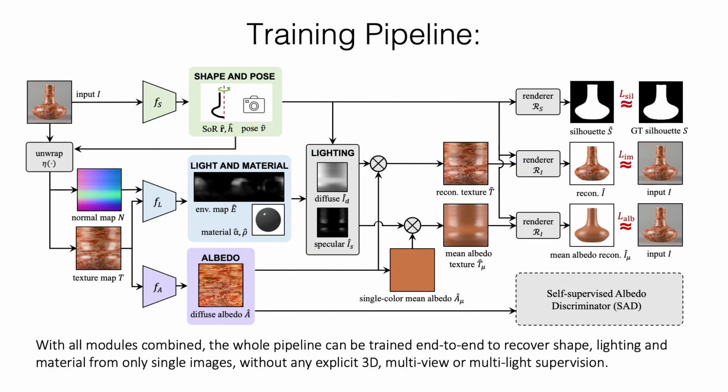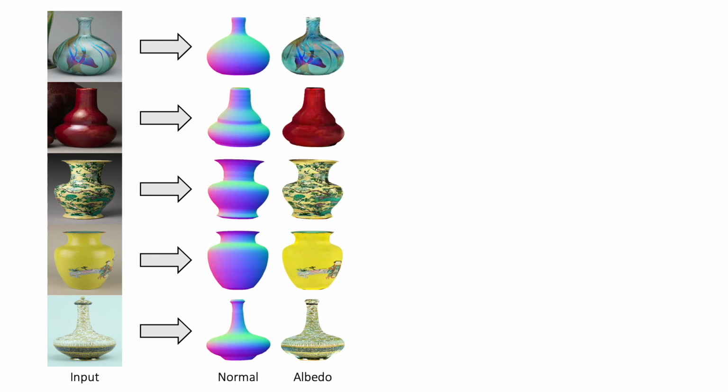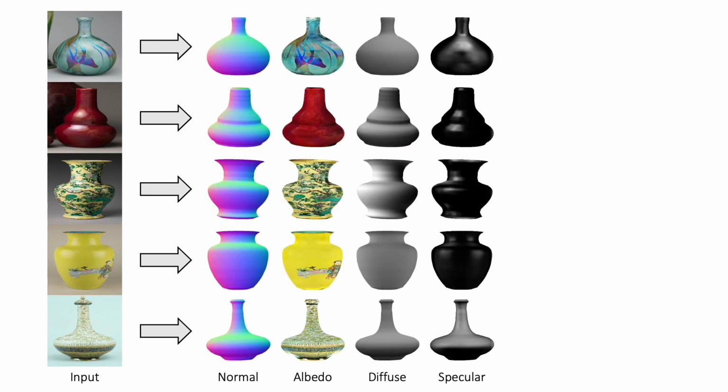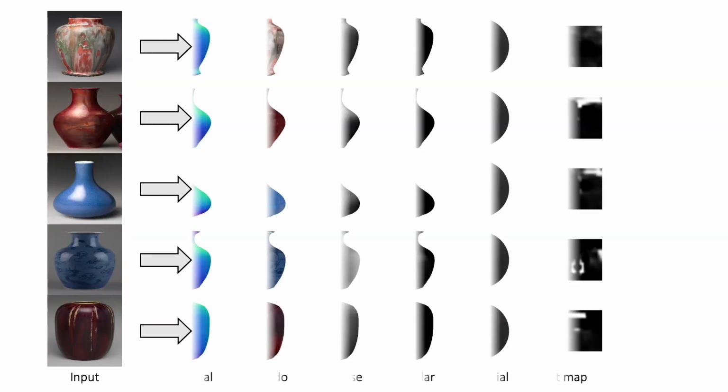With all modules combined, the whole pipeline can be trained end-to-end to recover shape, lighting, and material from only single images, without any explicit 3D, multi-view, or multi-light supervision. Here are some results of our model, trained on a museum vase collection. Given each input image, our model recovers shape, diffuse albedo, diffuse shading, specular shading, material property, and environment illumination. Here are some more results.